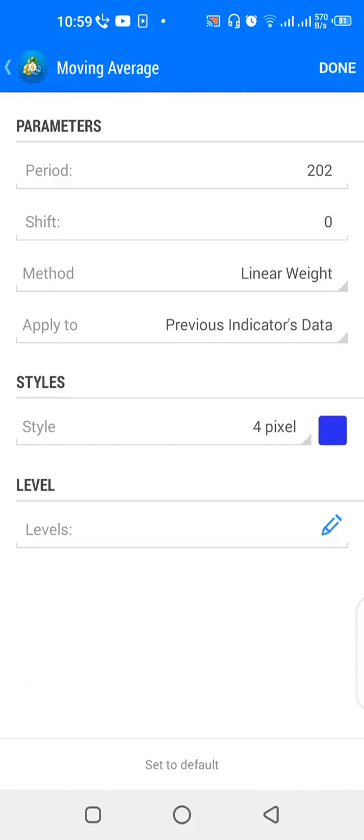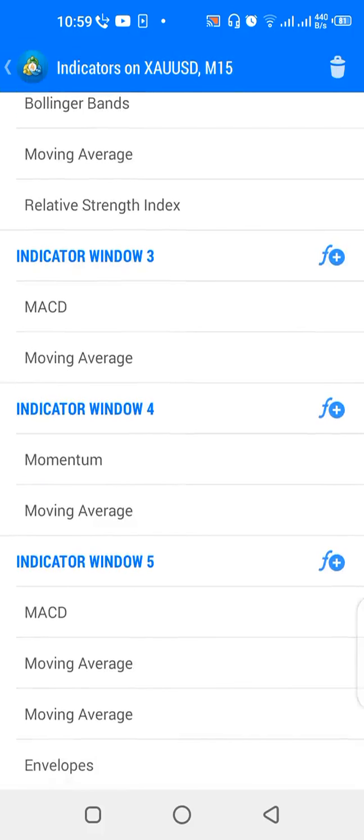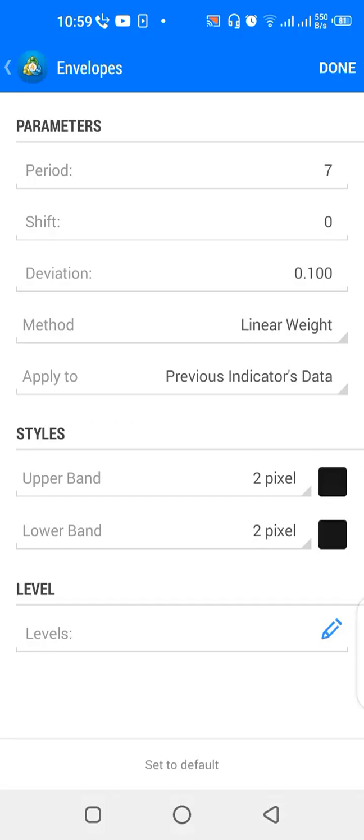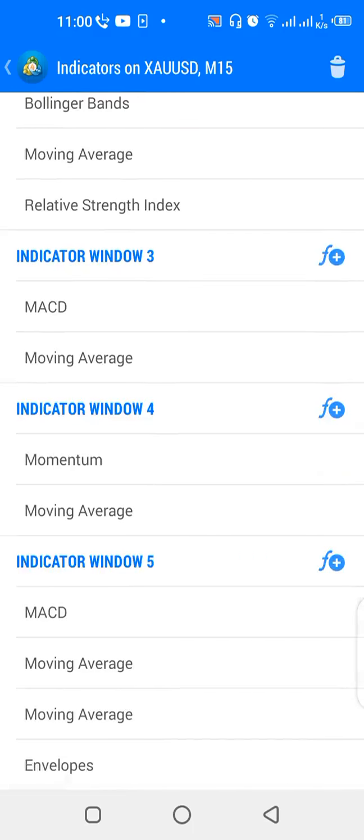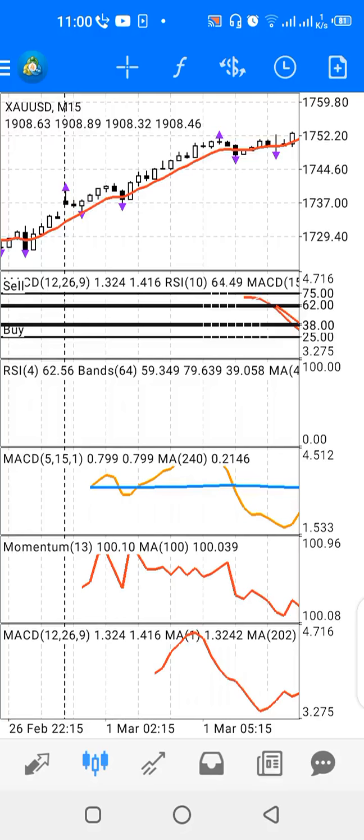And another moving average. Period is 202. Shift is 0. Method is linear weights. Apply to previous indicator's data, and the color is blue. Then we have envelopes. Period is 7. Shift is 0. Deviation is 0.100. Method is linear weights. Apply to previous indicator's data. Now the color of the upper band and the lower band is black. So that's that for the parameters for the strategy.